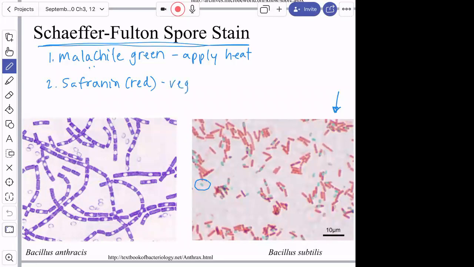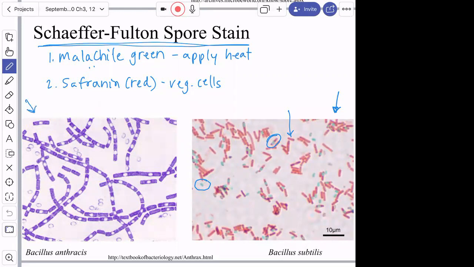Okay, so for some reason, those metabolically active cells don't take up the malachite green very well, and the cells here, the big rods here, those are the vegetative cells that stain red. Okay, and hopefully, if you're lucky enough, you get to see a few cells where the spore is still inside of the vegetative cell. Okay, and I just included this picture.